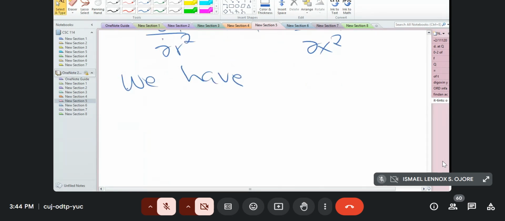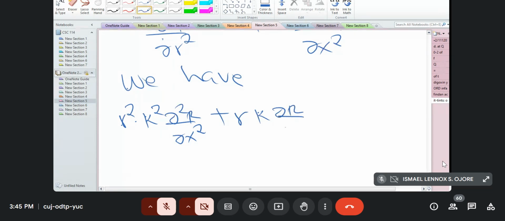We had r squared partial squared R partial r squared. So we will have r squared times the second partial derivative is K squared partial squared capital R partial x squared, plus r partial R partial r, so K times partial capital R partial x, plus, here we had r squared K squared minus p squared equals 0.